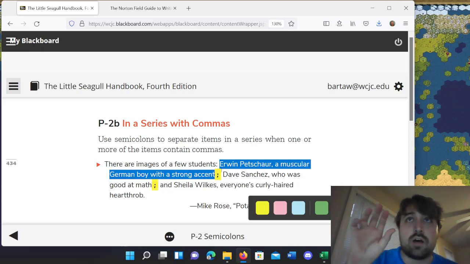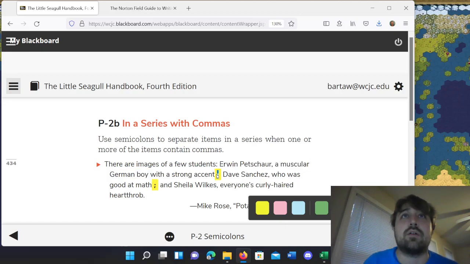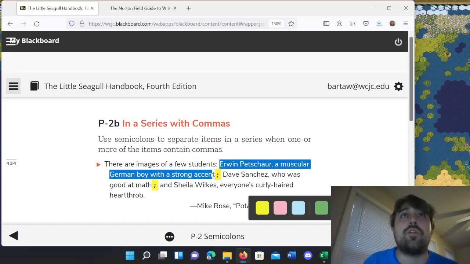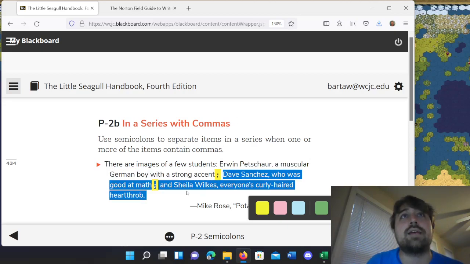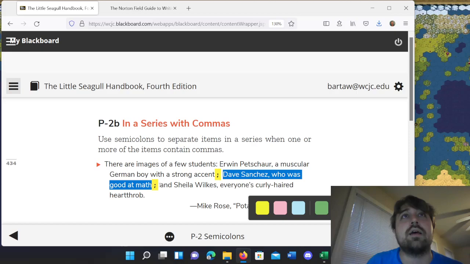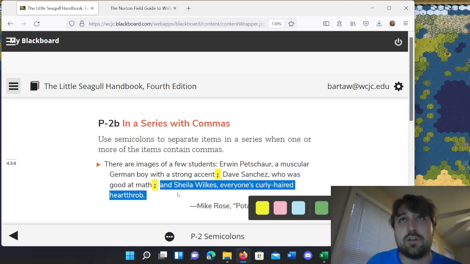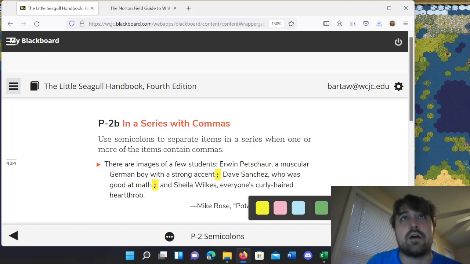So instead, we're doing the name with the comma, then a description. Then to mark off that item, we are using a semicolon. This whole thing is the item, right? The item in the list is Erwin Petschauer, a muscular German boy with a strong accent. So we're marking that whole thing off with the semicolon because it already contains a comma. Now for this one, it's the same. This is the second item in the list. And for this one, it's the third item in the list, right? And it also has a comma.